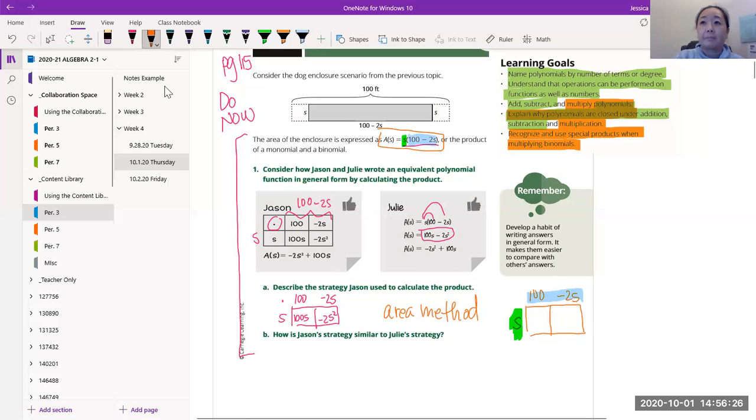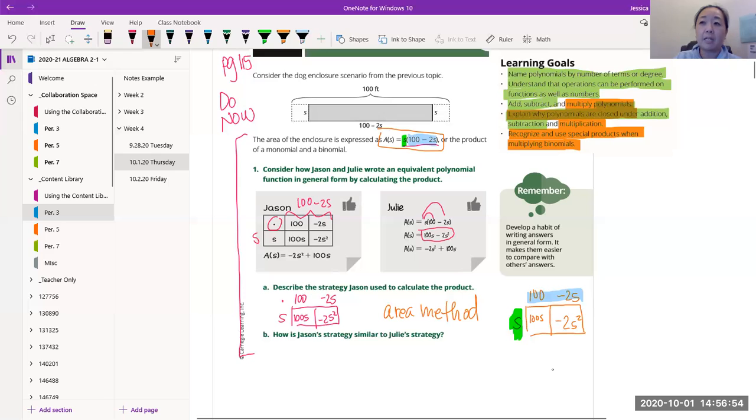All right, then all we would have to do is just find the area of this. Remember how to find the area of a rectangle? It's just length times width, right? So it's just S times 100, which is 100S. And then S times, in order to get this one, remember this length is the same thing as this one over here, which is S. So S times negative 2S is going to be negative 2S squared, right?